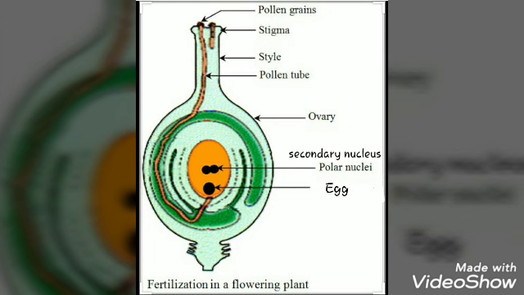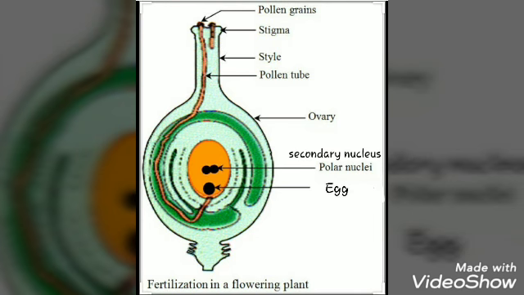See children, the other male gamete combines with the secondary nucleus which is placed just above the egg. This secondary nucleus contains two polar nuclei, and when the male gamete combines with this nucleus, it forms endosperm. Now, what is endosperm? Endosperm acts as a source of food for the zygote. This process is called triple fusion.